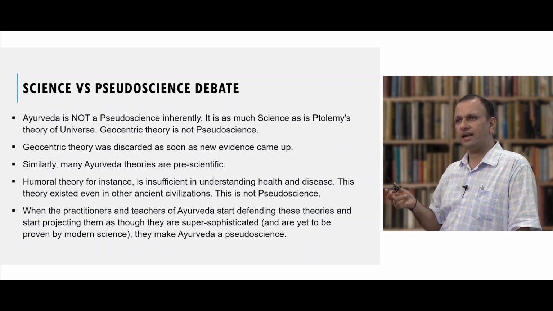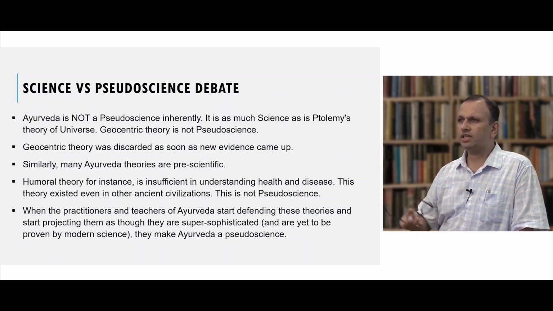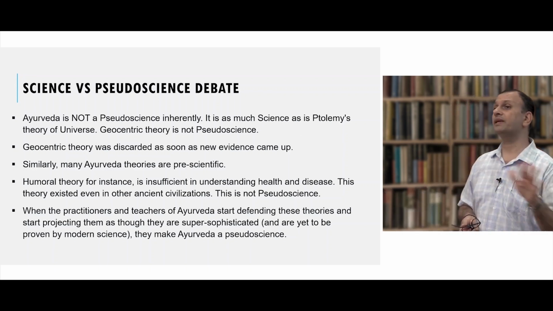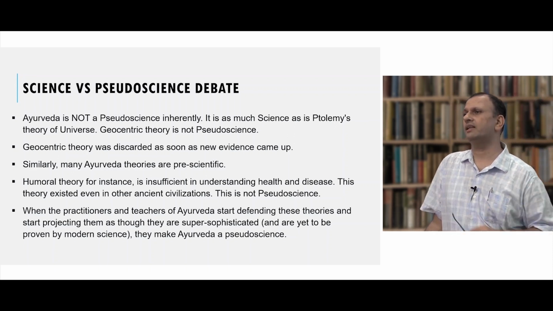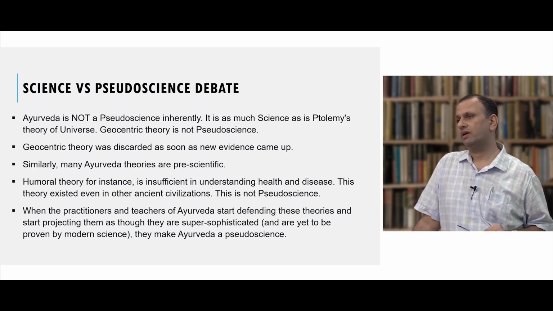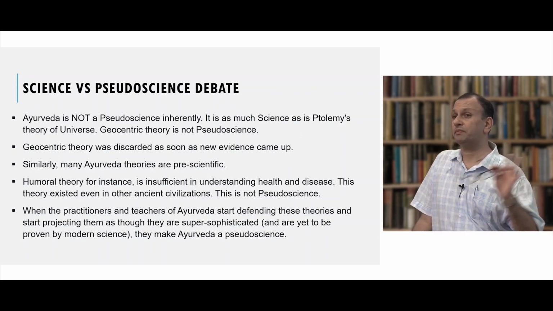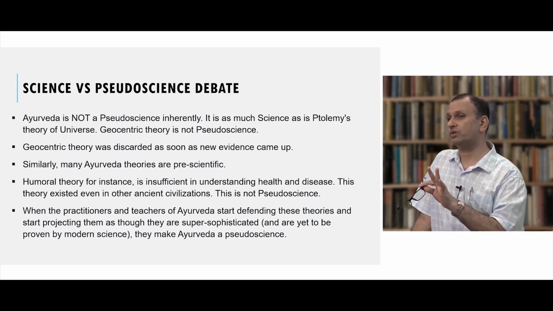So the geocentric theory was discarded as soon as new evidence came up. As soon as the heliocentric theory came up, this theory was discarded. And that is how science grows. So similarly, many Ayurveda theories are pre-scientific. Humoral theory, for instance, is insufficient in understanding health and disease. This theory existed even in other ancient civilizations, and this is not pseudoscience. Irrespective of all its limitations, it is not pseudoscience as many people make it out to be. At the maximum, it could be pre-science or proto-science.